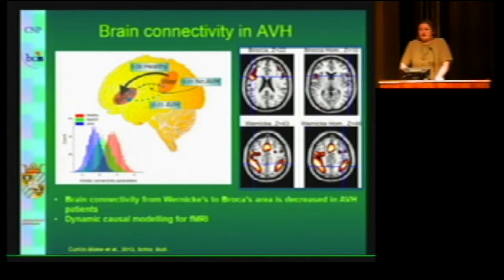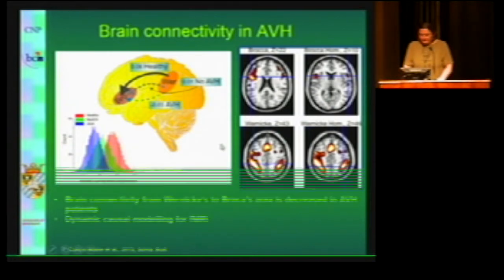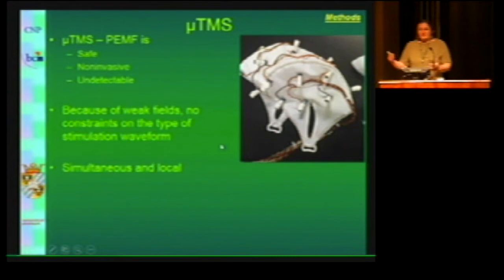What we also found is that there was no difference in behavioral results. Accuracy on this task or reaction time was always the same, and yet the connectivity was different. So this study is aiming to change the effective connectivity from Wernicke to Broca in healthy subjects. This is the proof of principle.